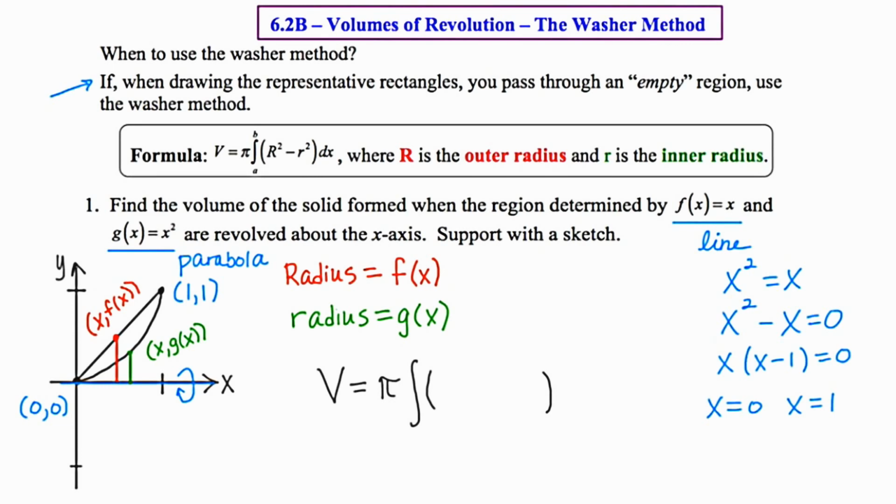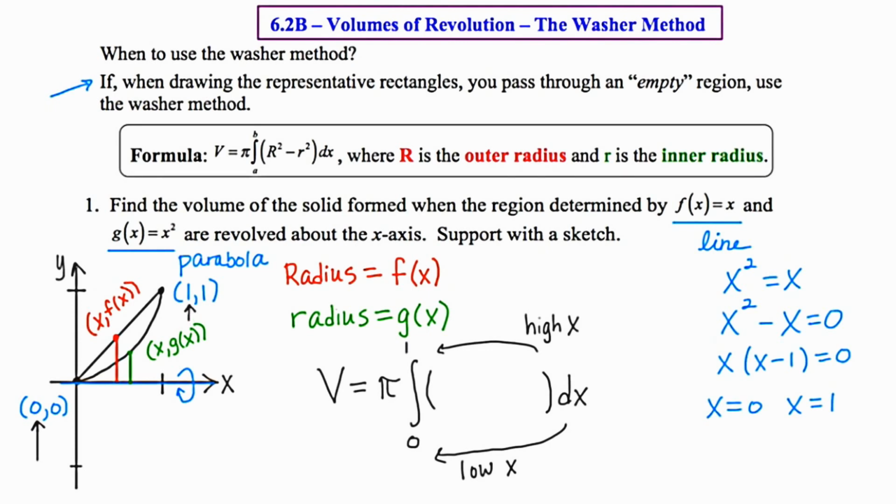Another way you could think about it is the fact that our axis of revolution is horizontal. So this is going to be a dx problem, and that means this is going to be a low x, and up here is going to be a high x. Now our low x is 0 because of this, and our high x is 1.